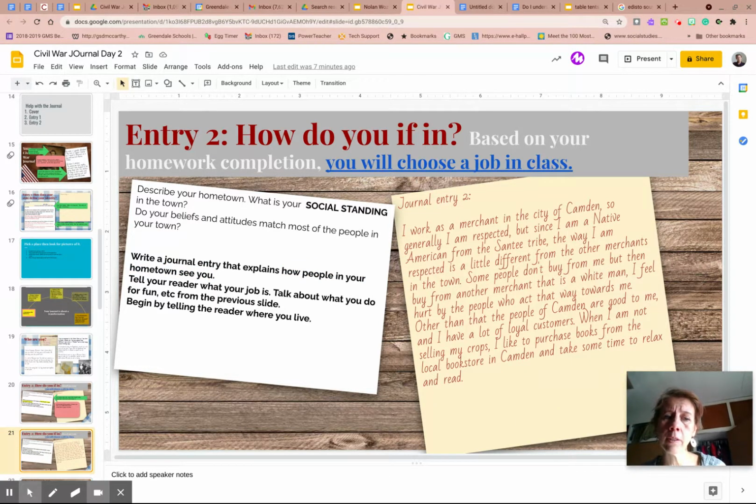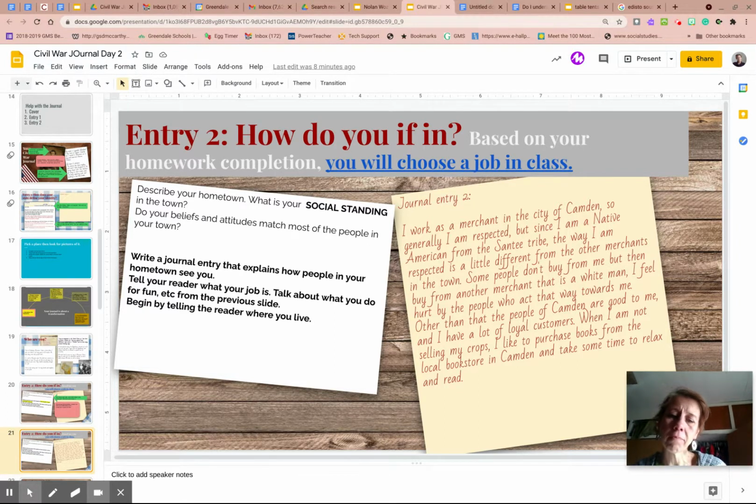I wanted to show you an example from someone in my third hour. And he was stuck. And I asked him a few questions, and this is how he got to where he was. He says, I work as a merchant in the city of Camden. So generally I am respected. It's a good point. But he's a Native American, right? So the way that he's respected is a little different from other merchants in town. Some people don't buy from me, but go buy from another merchant because they're white. And I feel hurt by that, the way people act towards me. But other than that, the people of Camden are good to me, and I have a lot of loyal customers. And then he just kind of goes on with the rest of his life.